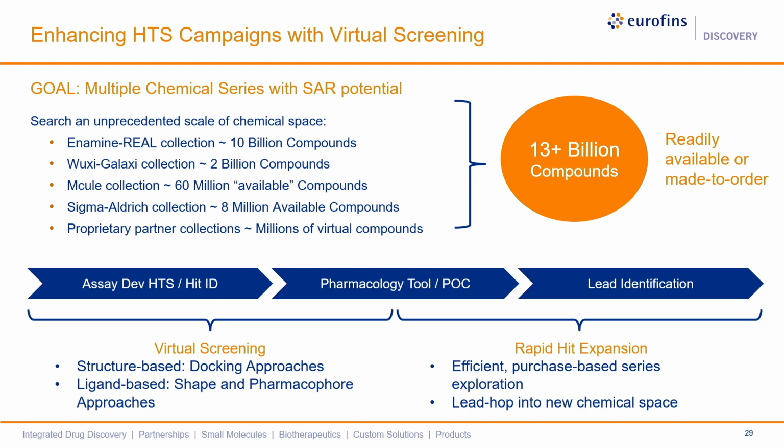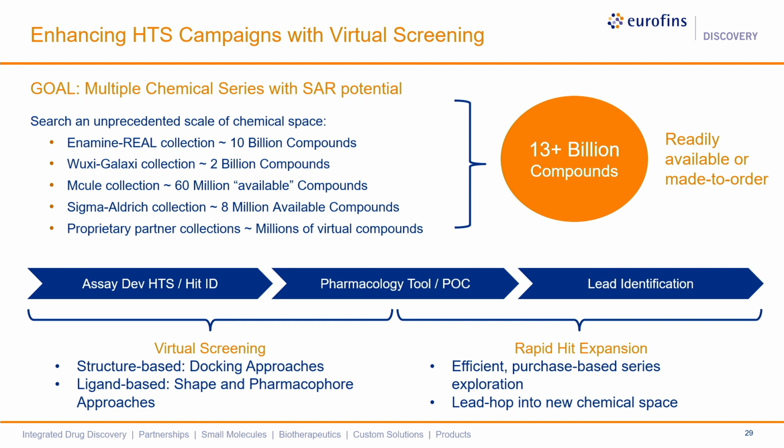Most of the time, the 3 main categories are hit identification, identification of pharmacological tools, and lead identification. For the first 2, hit identification and POC or pharmacological tools, you can run virtual screening with structure-based approaches such as molecular docking, but those are still computationally expensive when you have to dock billions of compounds. The alternative is a ligand-based method, where you identify compounds based on shape and pharmacophore, which is a much more feasible approach to screen billions of compounds.